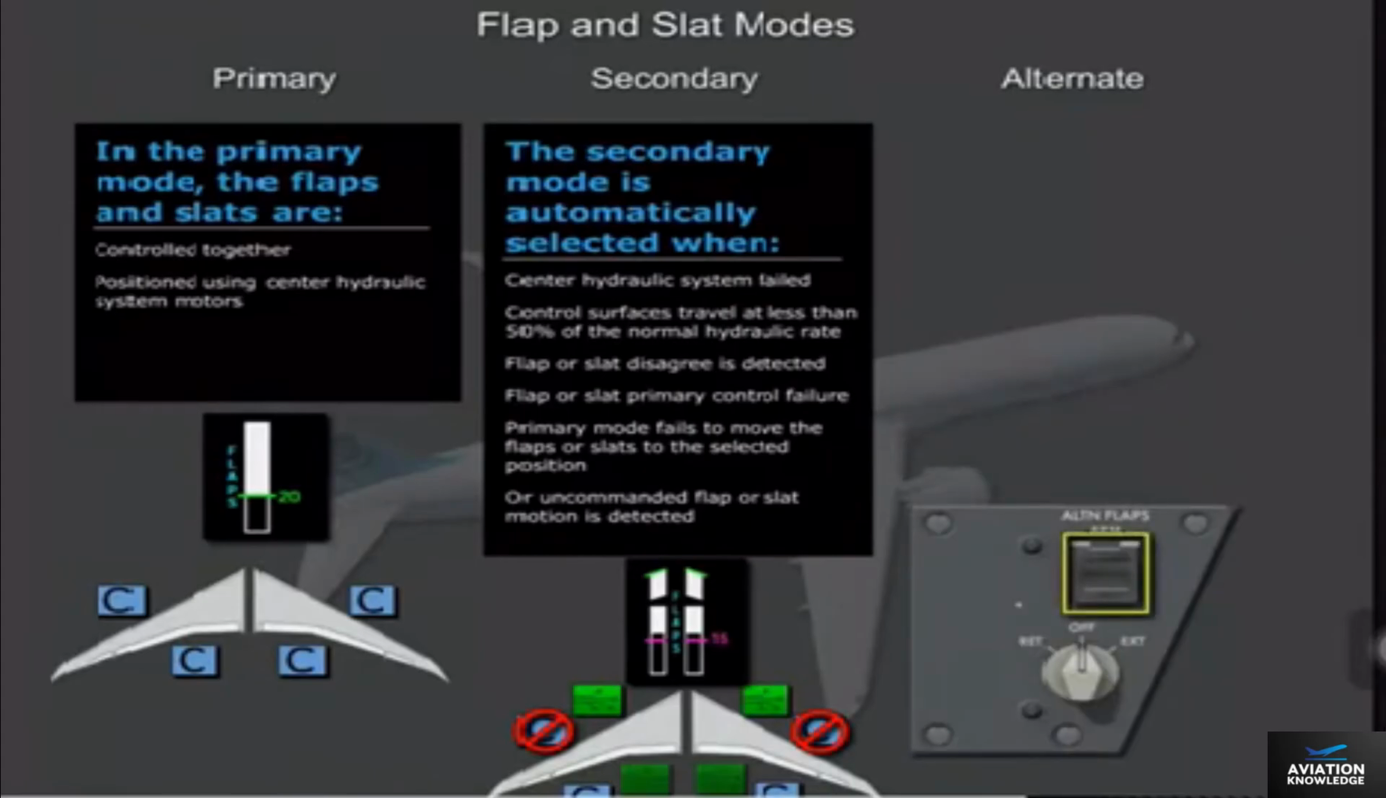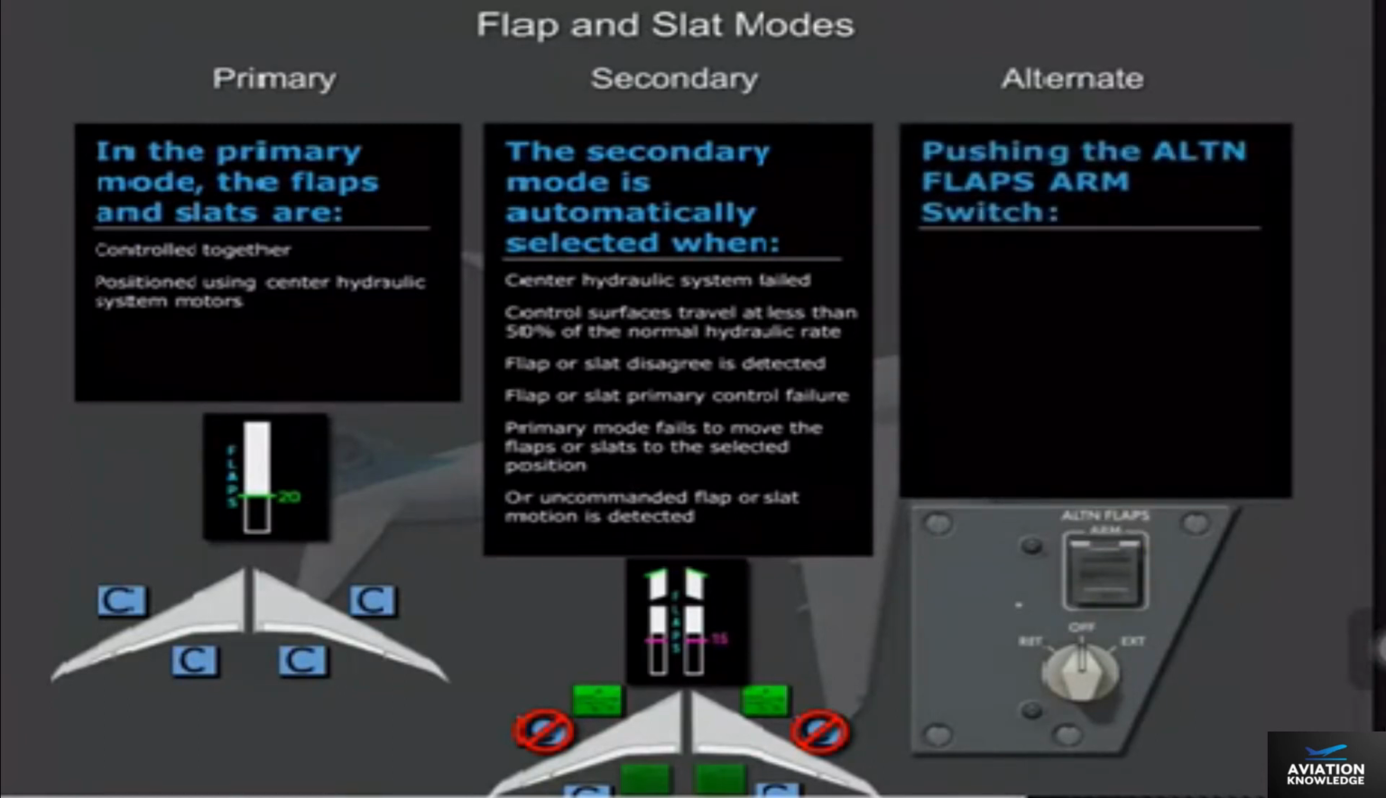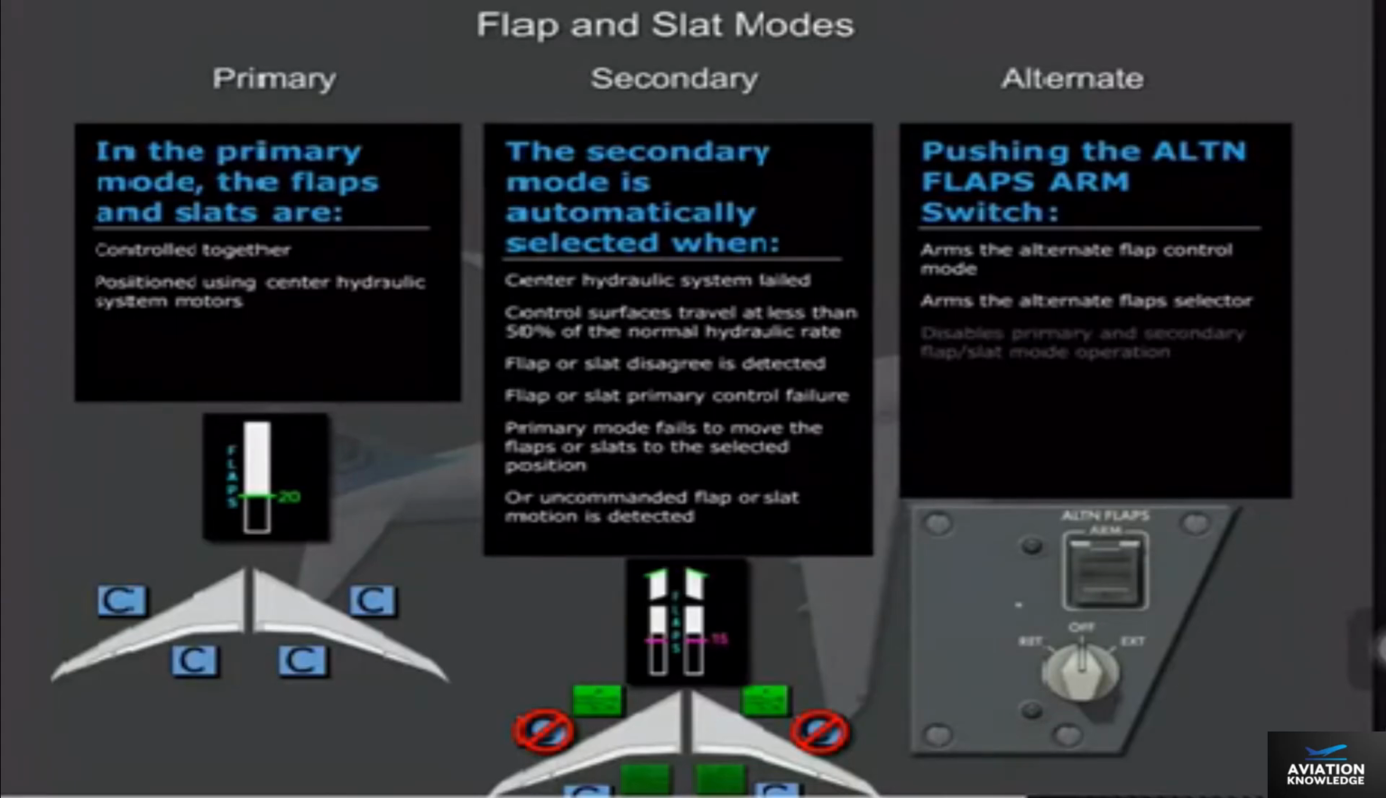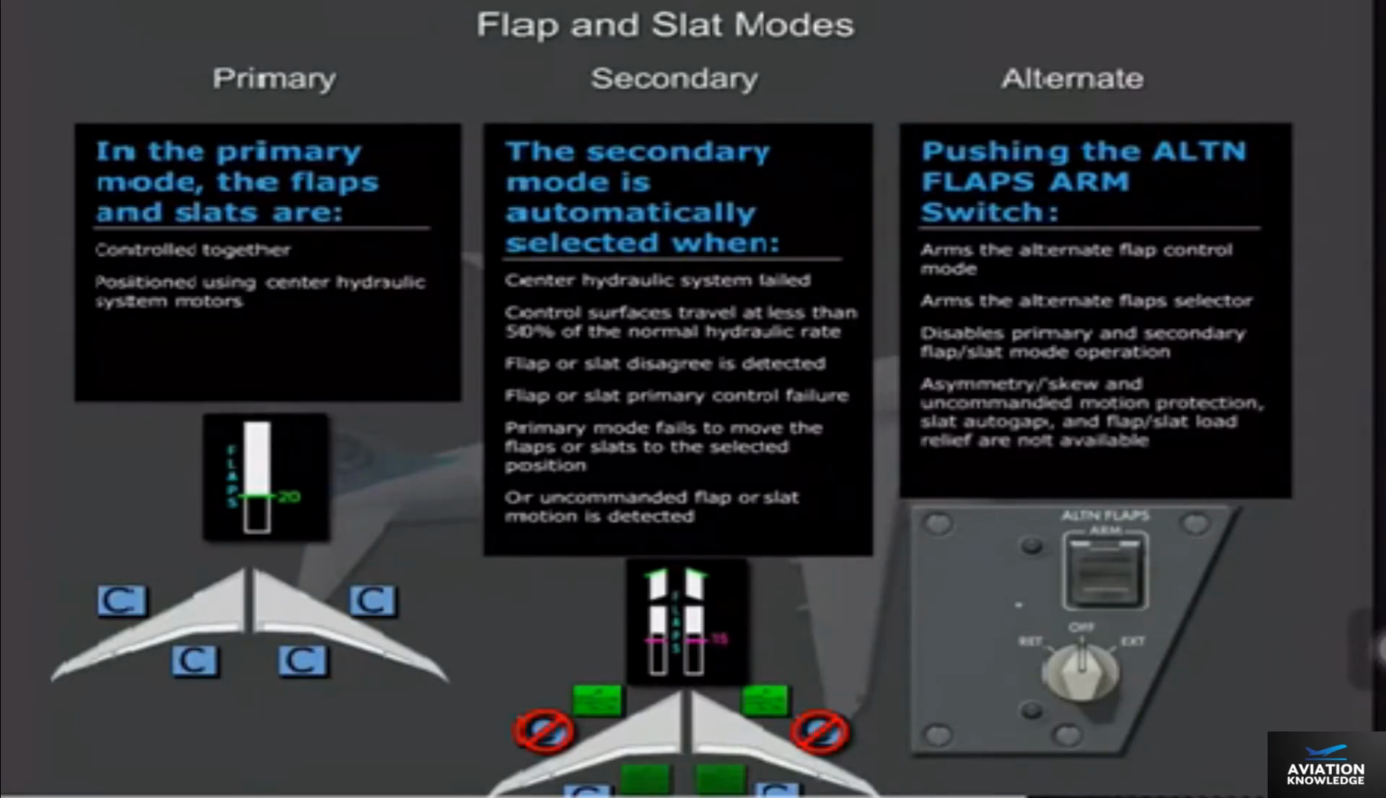The alternate mode must be manually selected using the alternate flaps arm switch. Using the alternate flaps arm switch arms the alternate flap control mode, arms the alternate flaps selector, disables primary and secondary flap-slat mode operation, asymmetry skew and uncommanded motion protection, slat auto gap, and flaps-slat load relief are not available, and disables the flap lever.